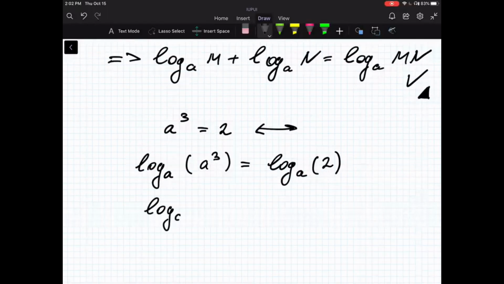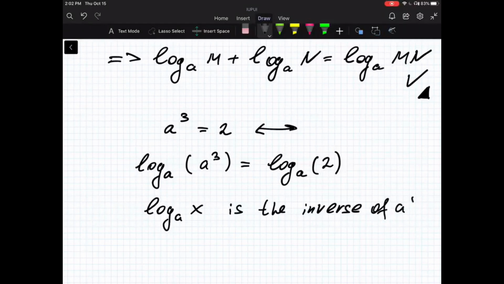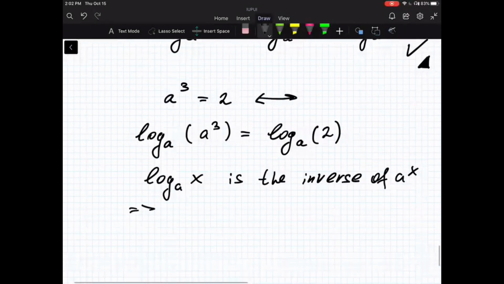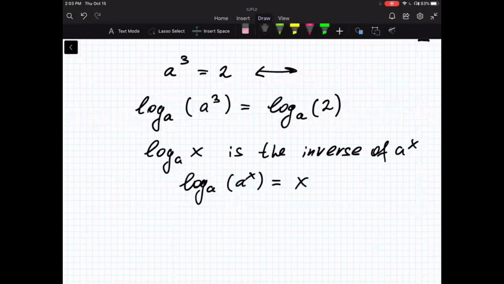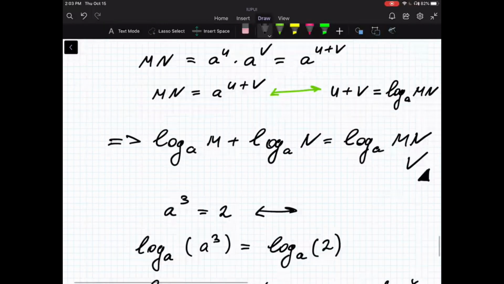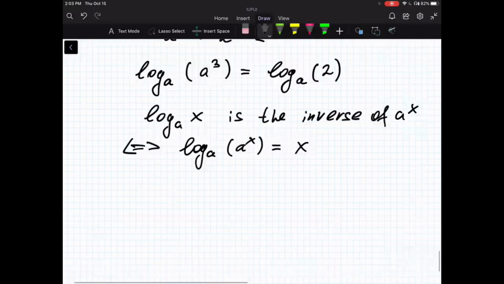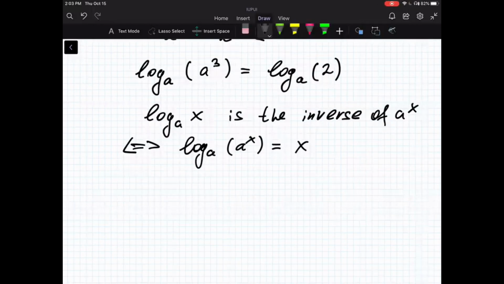Then the logarithm with base a is the inverse of a to the power x. That means that the logarithm of a to the power x is equal to x. This is just the definition of the inverse function. Of course, you immediately can see that if you believe in the third property and the property that we just discussed, it's kind of a proof. In fact, it's not a proof, but at least you will see that everything matches.